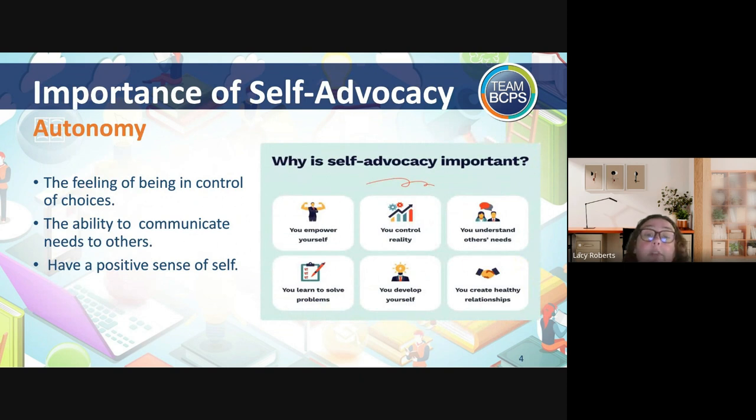It's important for many reasons. Some of the ones that we found were that it gives teenagers a feeling of being in control. It gives them the ability to communicate their needs to others. It helps them to understand others' needs and learn to problem solve and develop their relationship with themselves. And it also fosters healthy relationships, and words like empowered come to mind when we think of self-advocacy.